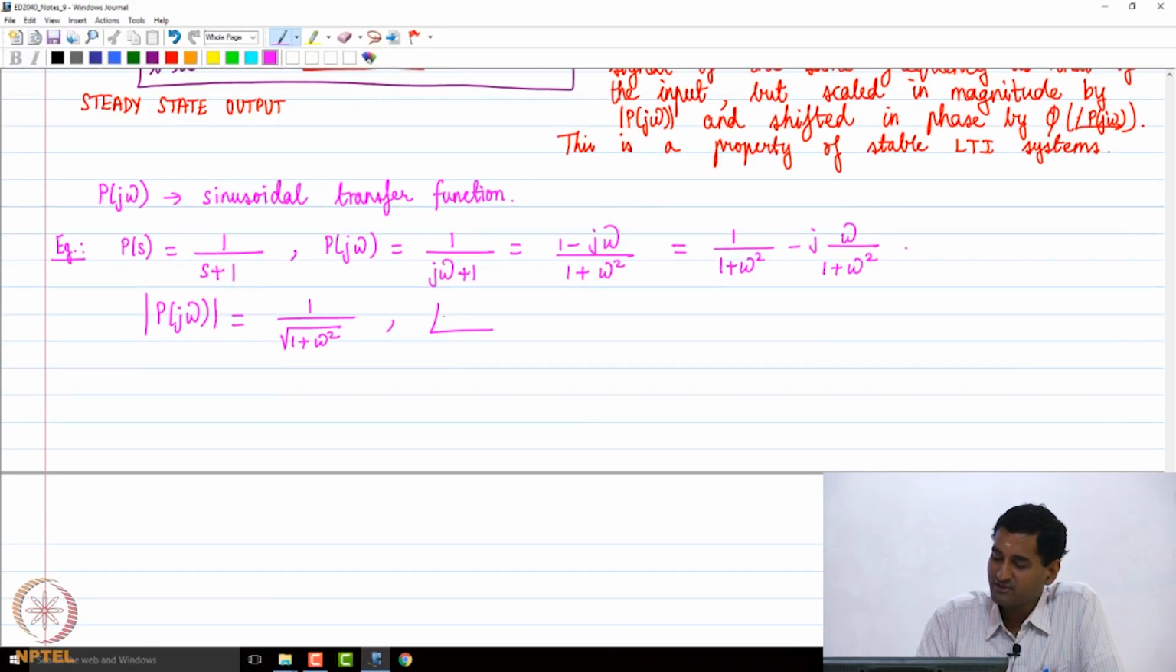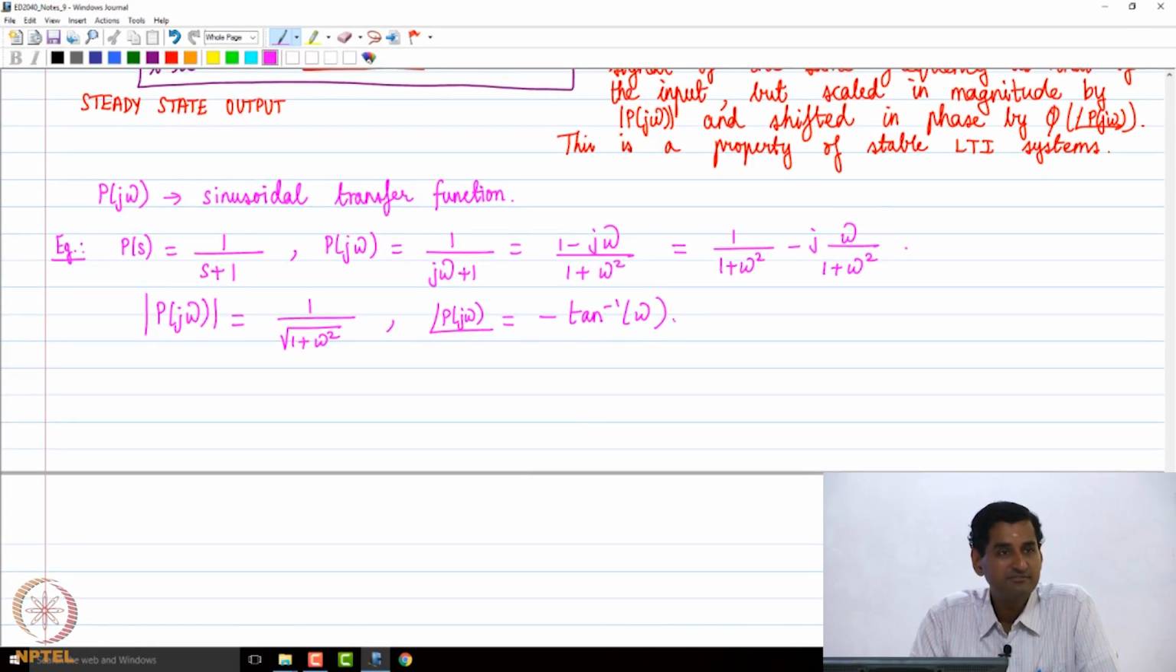And what is the phase of P(j omega)? Once again, you can do tan inverse of imaginary part by real part, or you can just take the algebraic sum of the individual phases, right. So if the ratio is 1 by j omega plus 1, what will be the phase? The phase of 1 is 0, and then what is the phase of j omega plus 1? It is going to be tan inverse of omega, but that is in the denominator, right. So you have a minus. So this is going to be the phase of P(j omega) for this example.